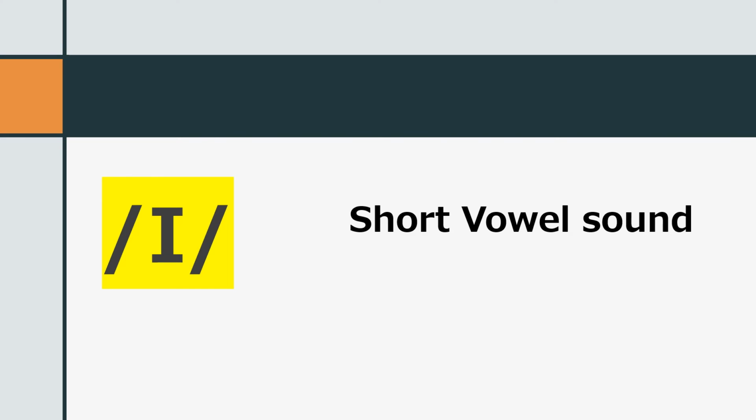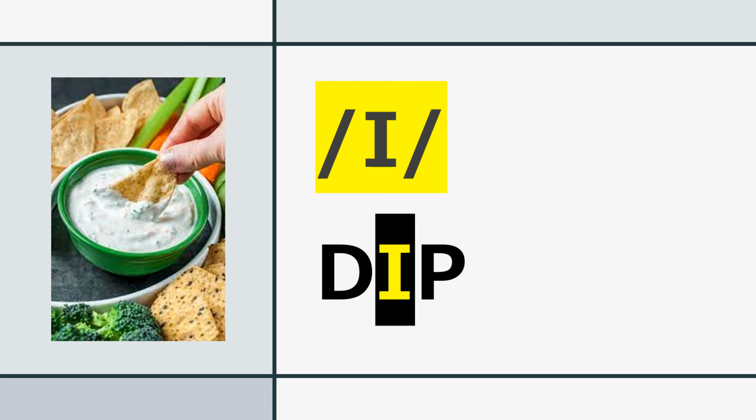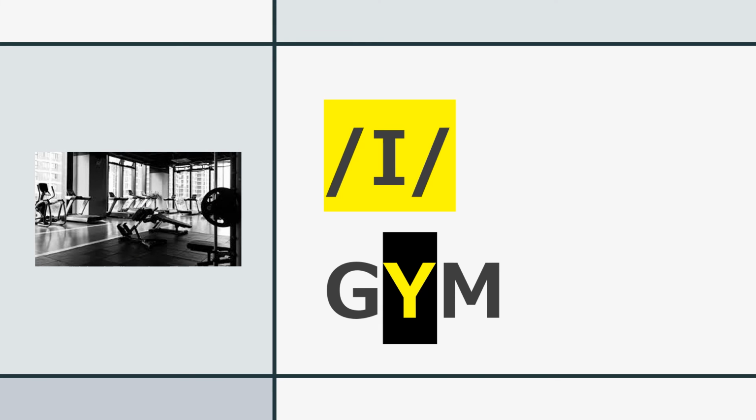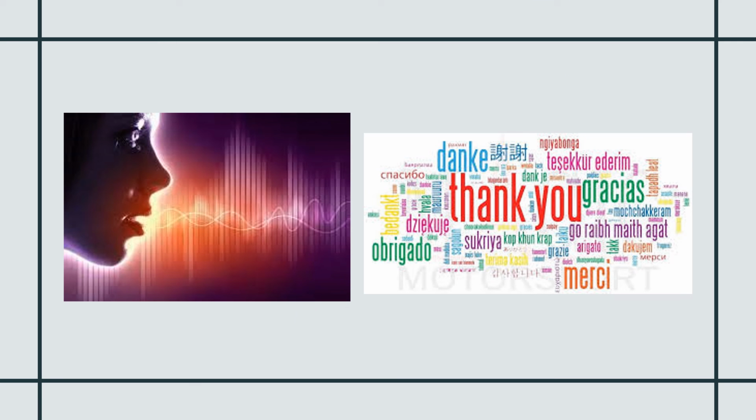So let's see the examples. A, as in ship. A, as in dip. A, as in set. A, as in gem. So here is the comparison. E, the long vowel sound, and A, the short vowel sound. Sheep, ship. Leaves, dip. Seat, sit. Key, gym.